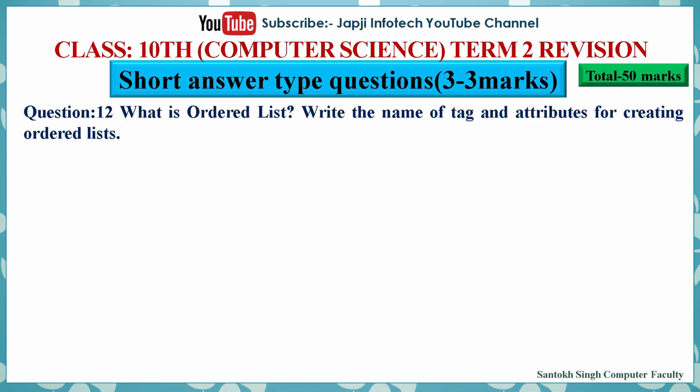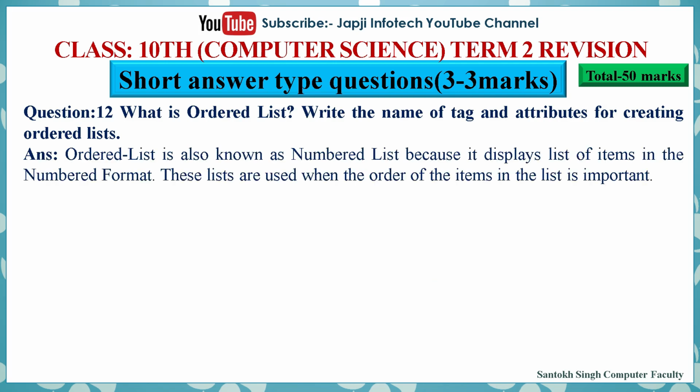And the 12th one is what is an ordered list. Write the name of tag and attribute for creating an ordered list. So an ordered list is also known as a numbered list because it displays the list of items in number format. These lists are used when the order of the items in the list is important.